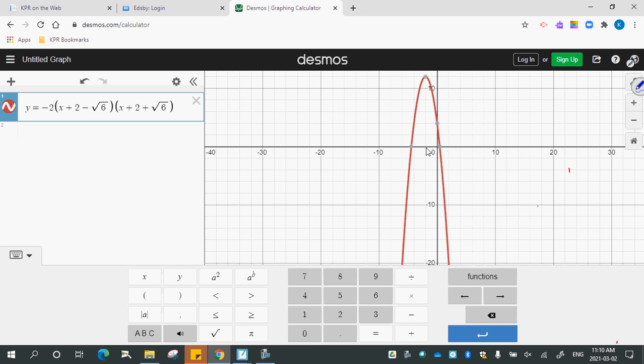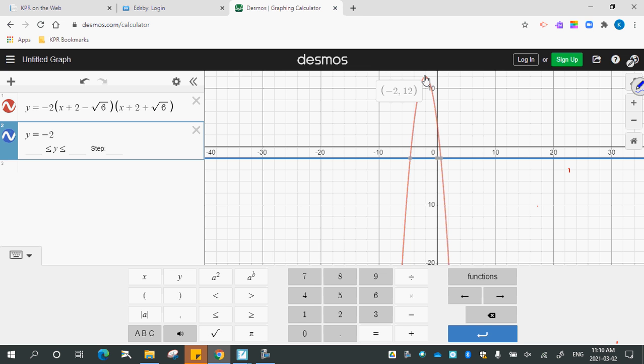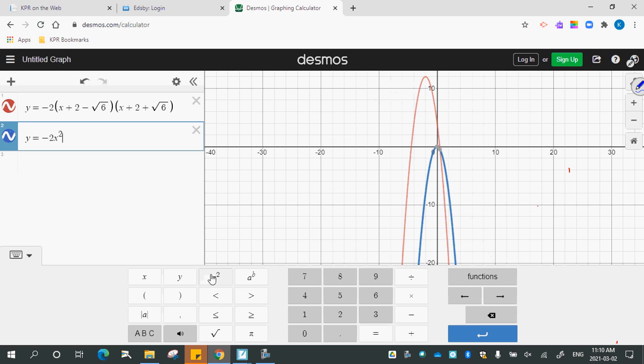Looks like it's got a vertex at, I can just click on it, negative 2 and 12. Okay, and now I'm going to type in the standard form. So y equals negative 2x squared minus 8x plus 4. And they lie right on top of each other. Okay, so we took the very complicated intercept form and turned it into the standard form. And they're the same, just written differently. Everybody good? All right.